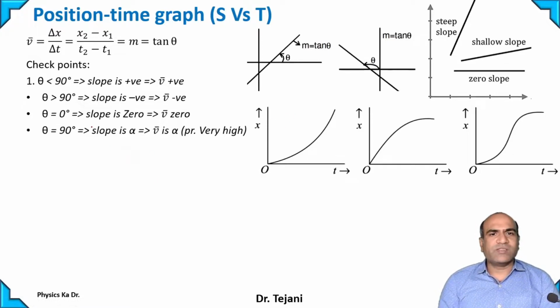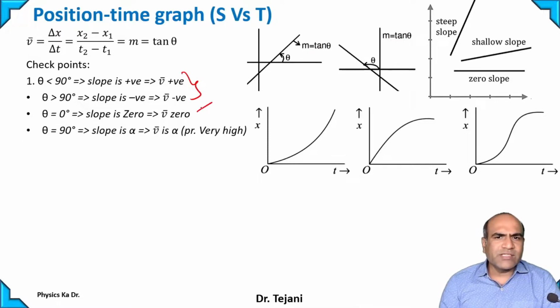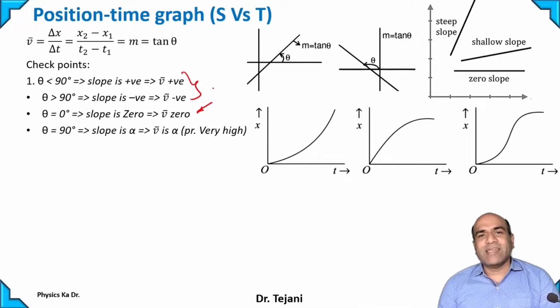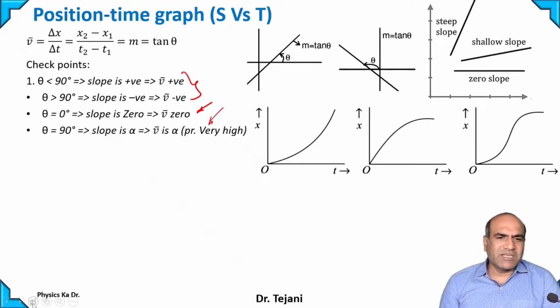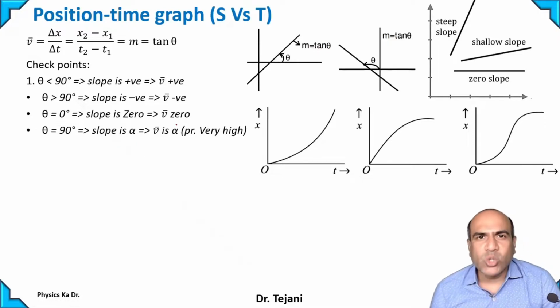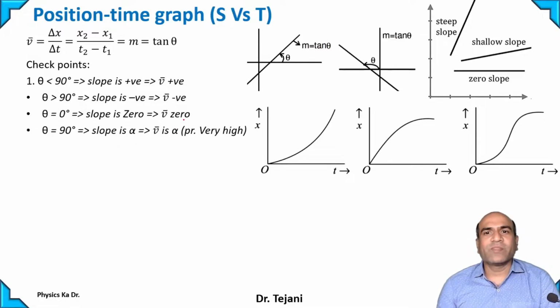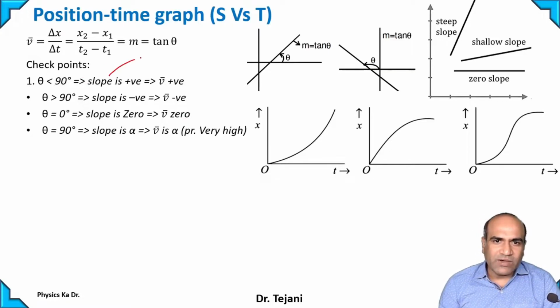So you need to check the angle first. In most cases theta is either less than 90 degrees or greater than 90 degrees. In very few cases, you may see theta equal to 90 degrees. It is majorly not available. So the first checkpoint is that you need to find the slope. If the slope is positive, velocity is positive. If the slope is negative, velocity is negative.